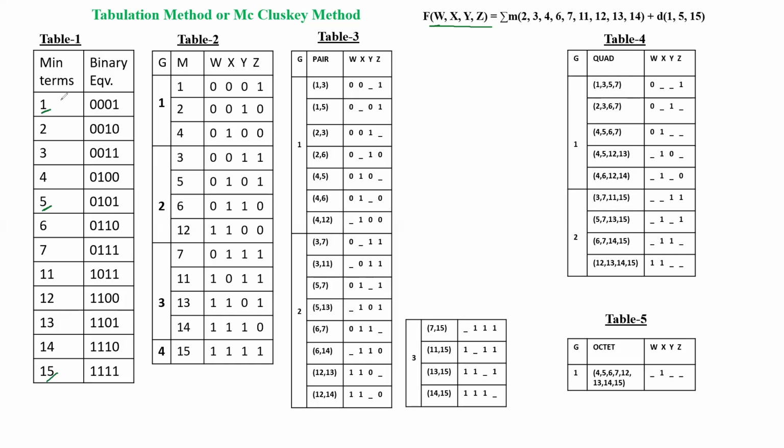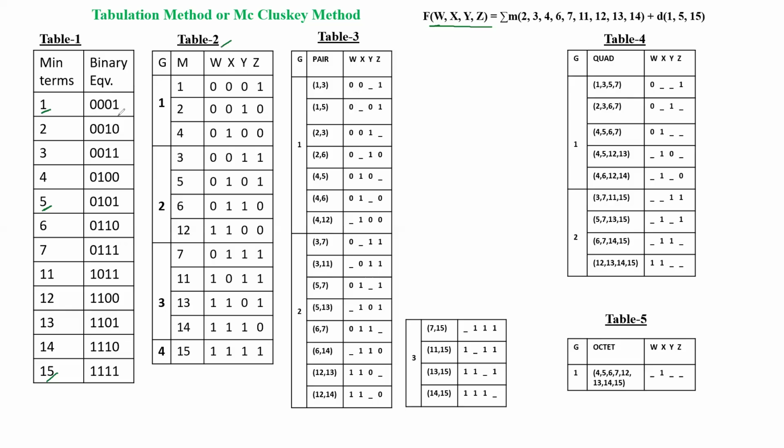First of all, we have to arrange all min terms, just as given, in ascending order of the min terms. After that, in table 2, we are going to do the grouping. This grouping is done on the basis of the number of ones in a min term. If the number of ones is 0, that is kept in one group. That is possible only if min term 0 is given. In this situation, min term 0 is not there.